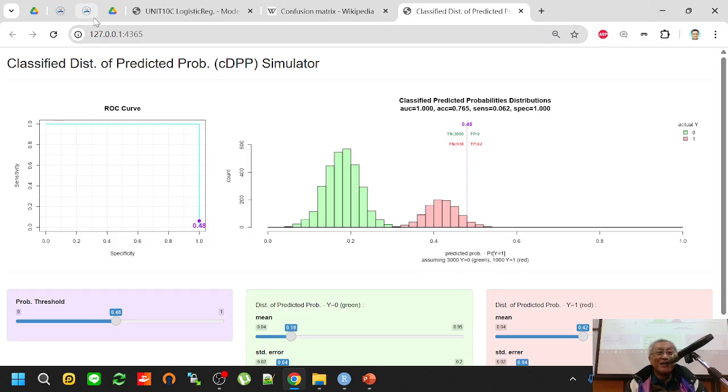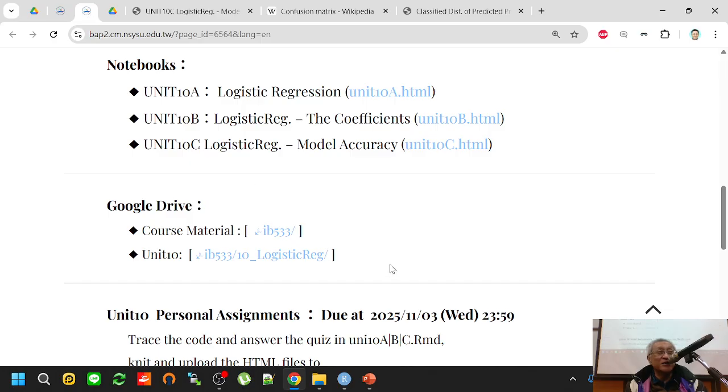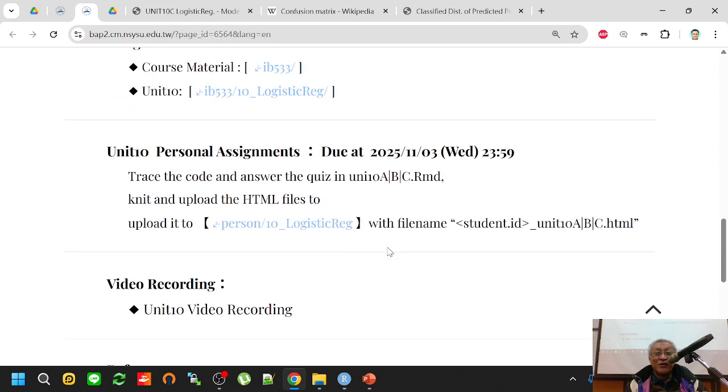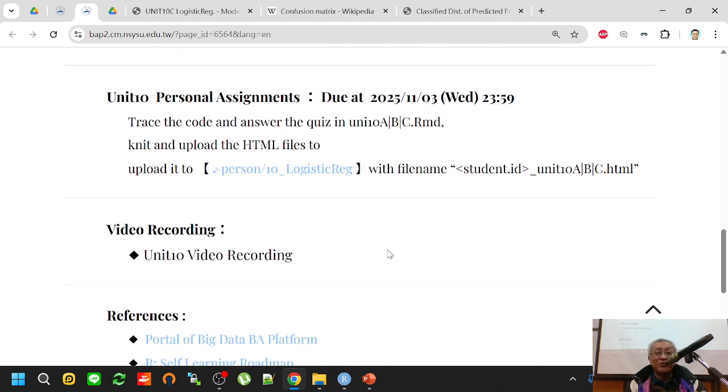Now we are running out of time. I think that's all I can do today, so we will continue next week, because we have not finished Notebook C yet. This week's personal assignment is just to do A and B. We will continue on Notebook C next week.